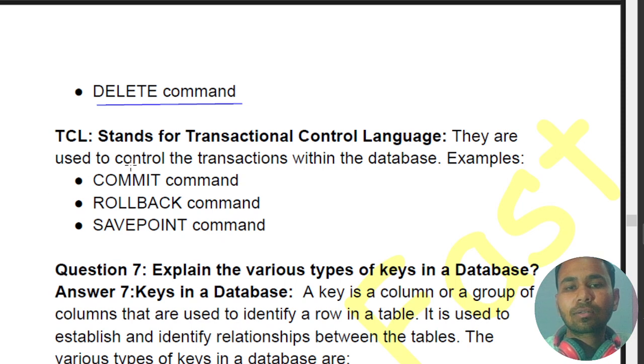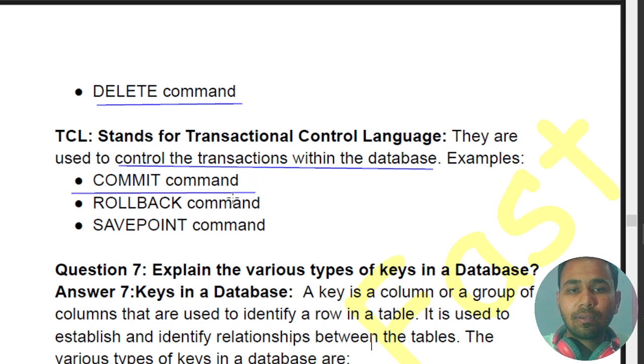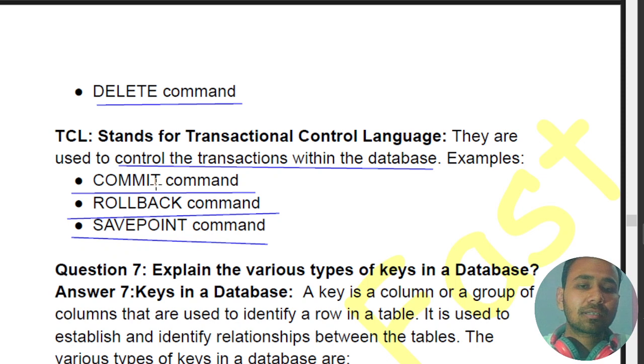They are used to control the transactions within the database. So the various things that are happening inside the database are known as what? Transactions inside the database. So we can control those transactions also by using these commands of commit command, rollback command and savepoint command. So commit command is what? It is basically to complete a transaction or to register a transaction, we can say we use commit command.